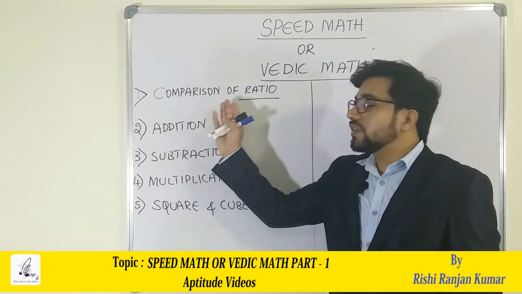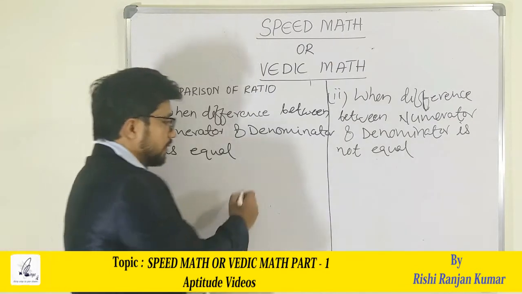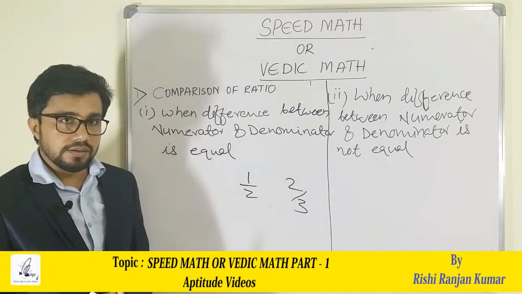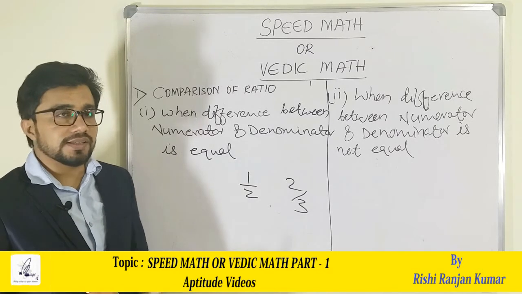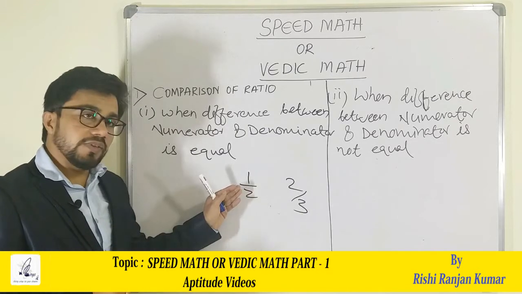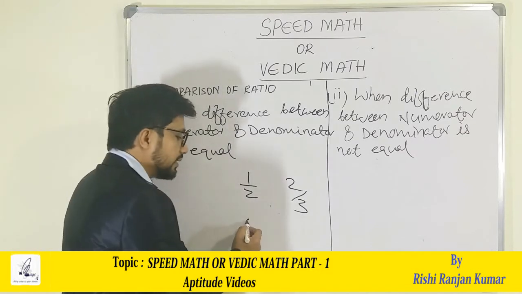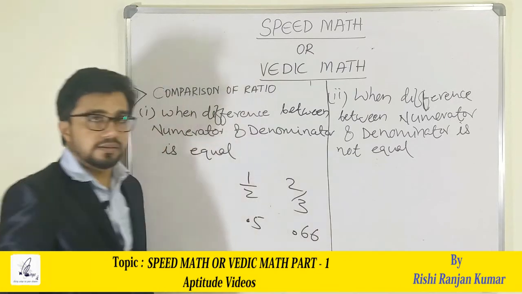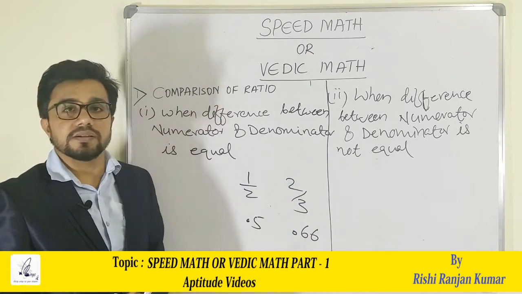Now, we are going to start with comparison of ratio. If I ask you, out of 1 by 2 and 2 by 3, which one is bigger? I have been asking this question in all the colleges, and most of the time I get the answer 1 by 2. Now, when we look at the numbers, we feel that 1 by 2 is bigger. But when we actually divide it, you'll find that this is 0.5 and this is 0.66, which is bigger. Obviously, 0.66 is bigger, which means 2 by 3 is bigger.